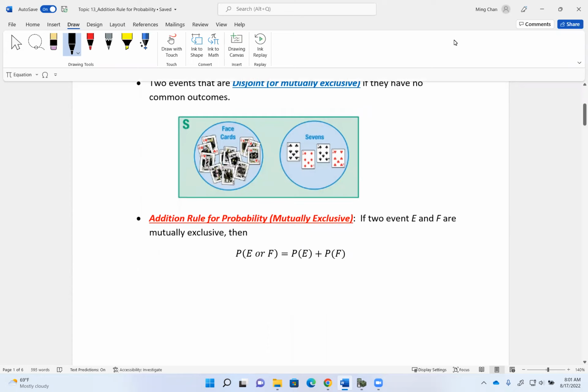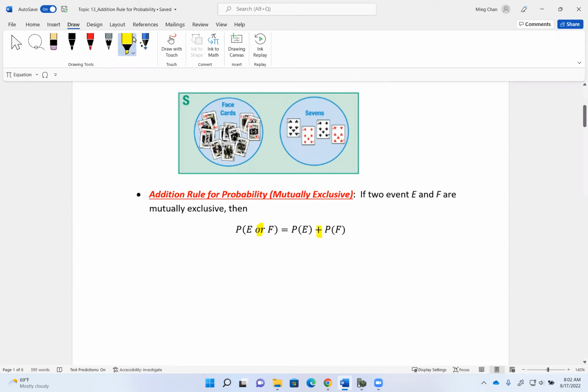So the addition rule for probability for mutually exclusive events says, if two events E and F are mutually exclusive, then the probability of E or F occurring will equal the probability of E plus the probability of F. So the word or in probability means addition. All right.